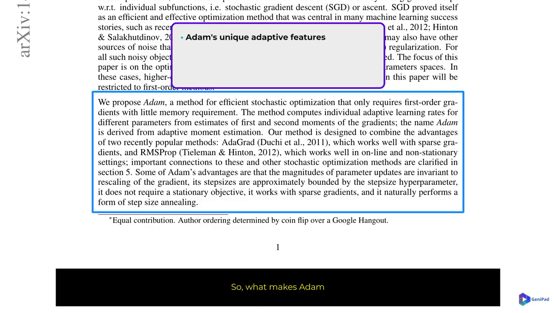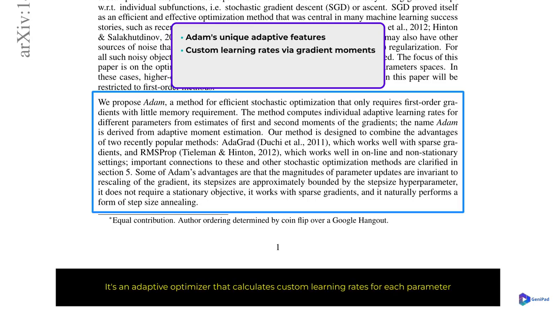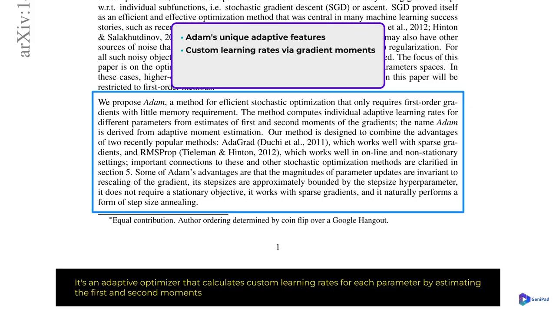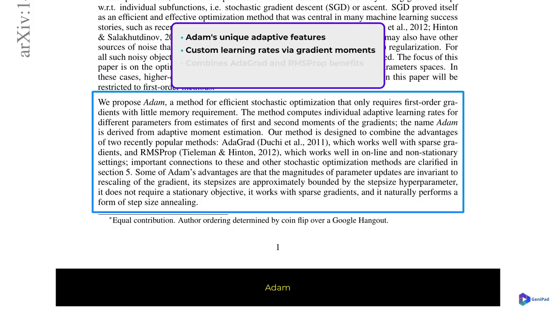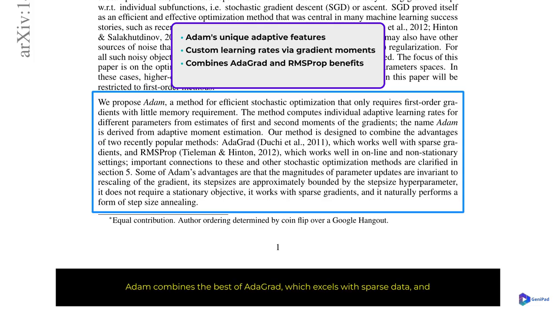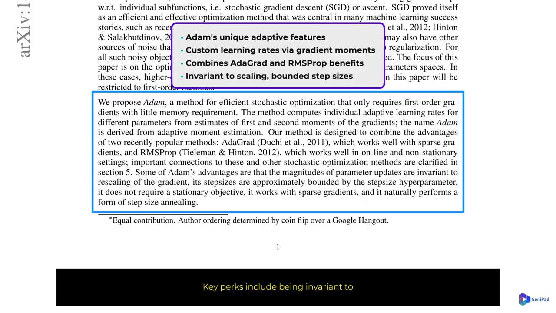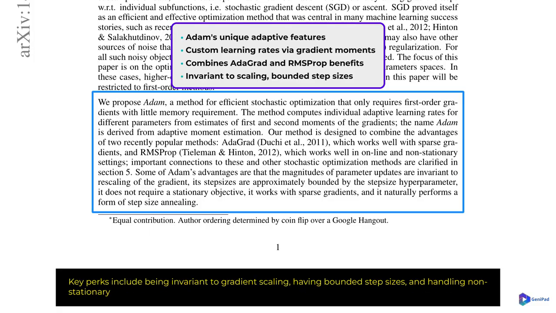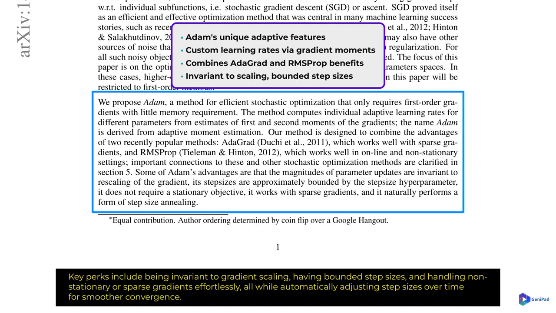So what makes ATOM so special? It's an adaptive optimizer that calculates custom learning rates for each parameter by estimating the first and second moments of gradients. Think of it as giving each parameter its own personalized training pace. ATOM combines the best of ATOGrad, which excels with sparse data, and RMS Prop, great for changing environments. Key perks include being invariant to gradient scaling, having bounded step sizes, and handling non-stationary or sparse gradients effortlessly, all while automatically adjusting step sizes over time for smoother convergence.